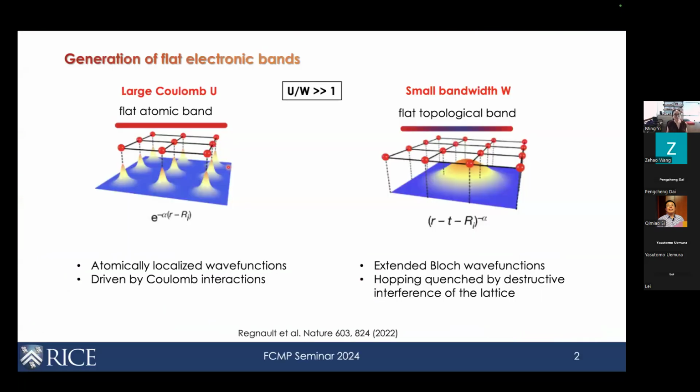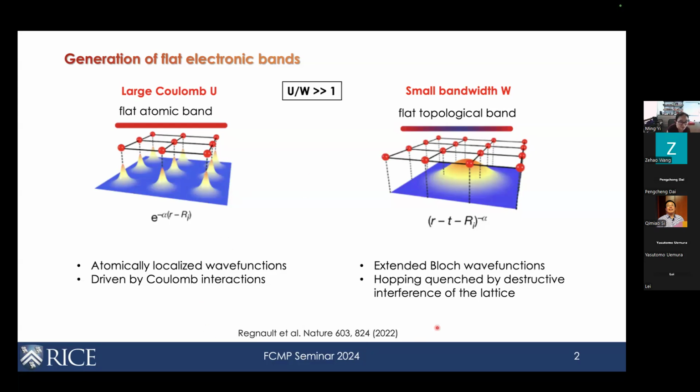As a motivation, we're very interested in looking for quantum materials that exhibit flat electronic bands. As we know, there are two relevant energy scales in this problem: the Coulomb interaction U, compared with the bandwidth or kinetic energy of the electrons W. Because there are two energy scales, there are two extreme ways of getting into the flat band regime. Please feel free to interrupt me as I go on. I'll show you some properties of these two limits.